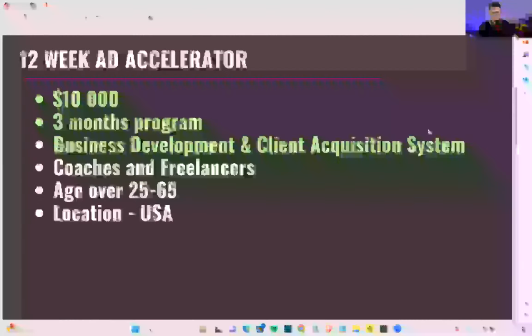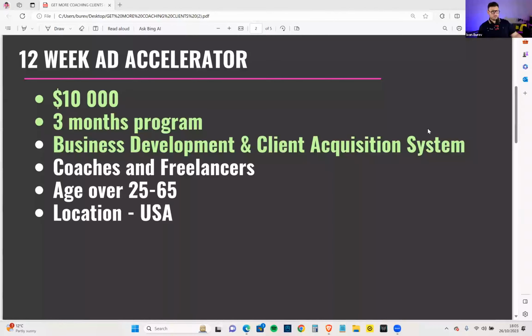It's a business development and client acquisition system I'm coaching. So I'm not coaching 12-week ad accelerator. That's just the name of the offer, but you have to have a very self-explanatory explanation, so people can actually understand what it is. So if I ask, what is your program about? My offer is about a business development and client acquisition system. It is for coaches and freelancers, and the age I'm aiming at is 25 to 65.